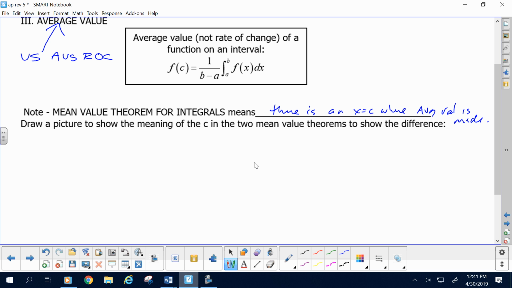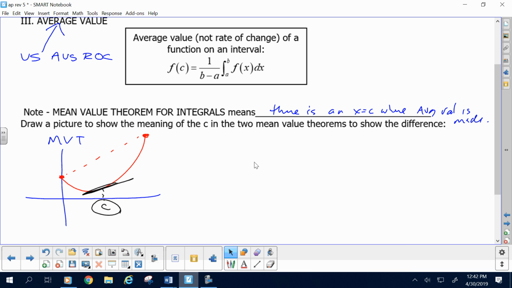If I were to illustrate the two things, anytime they just say MVT with no qualifier, it's assumed to be the derivative version, okay? It is the idea that if I had a curve here, and maybe it looks like this, that if the average rate of change is the slope between those 2 points, there's got to be a place in here where the tangent slope is the same.